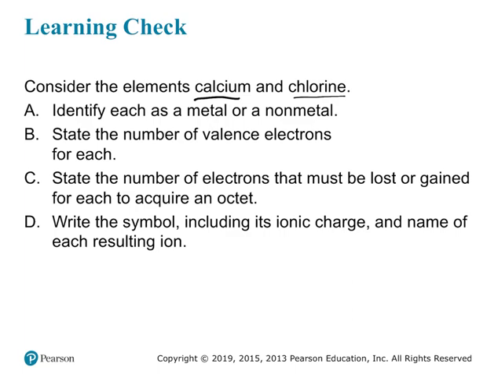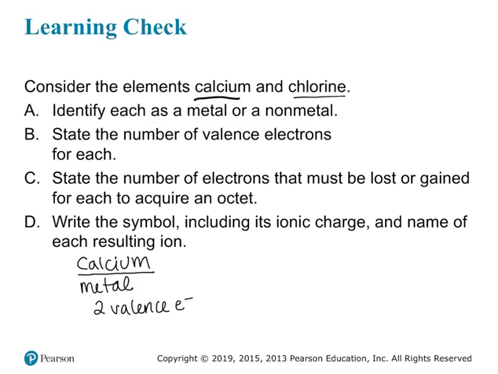Okay, so let's start with calcium. So is calcium a metal or a non-metal? So calcium is on the left-hand side of the periodic table in group 2A, so it is a metal. In fact, it's an alkaline earth metal. So how many valence electrons does calcium have? So it's in group 2A, so it has 2 valence electrons.